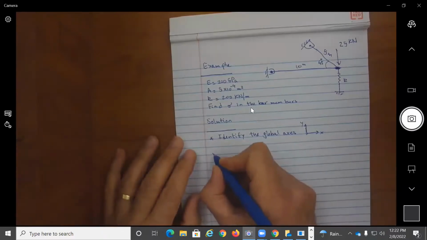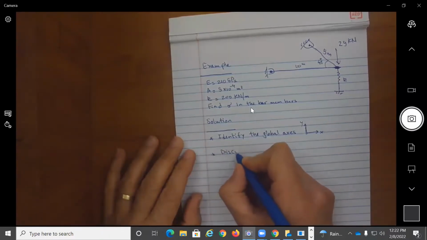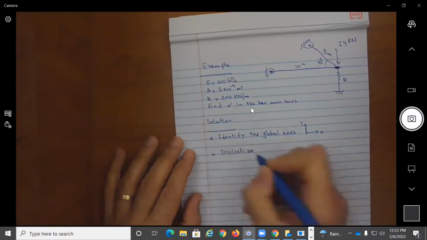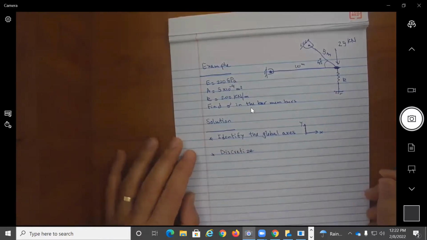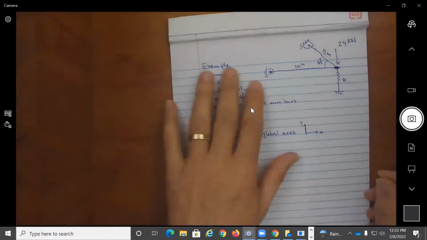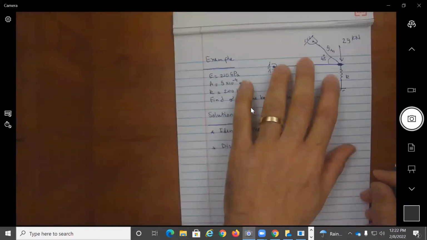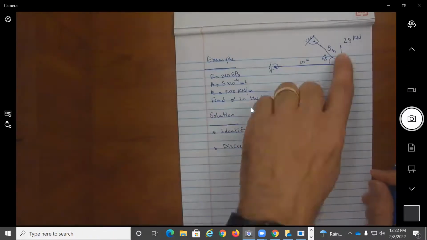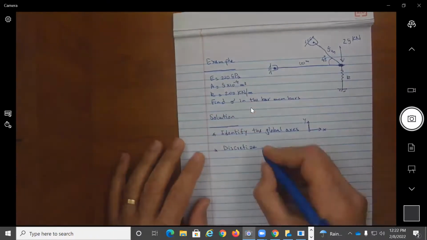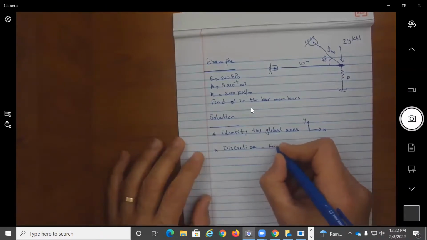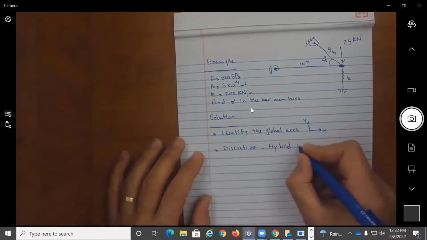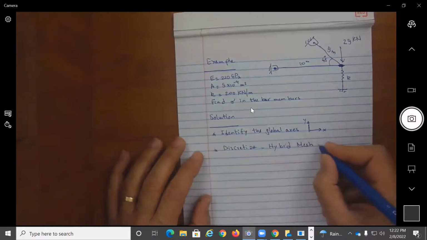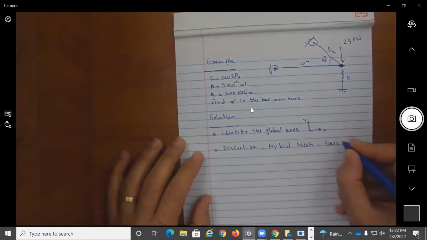Next, we want to discretize. So we want to come up with a mesh. Looking at it right away, you probably see why I meant this is hybrid, because we have bars and then we have this spring. So we are looking at a hybrid mesh, bars, and a spring.